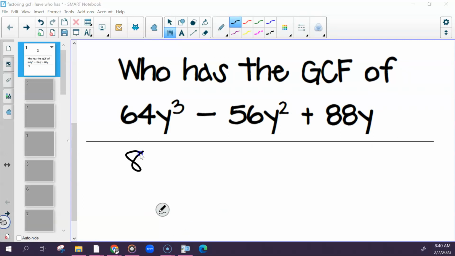So everyone look at your card, see if yours starts with an 8 at top, and then figure out what your variable GCF is. And if that's you, you would go next. And I have all the answers, so if you're not sure, I can check it also.